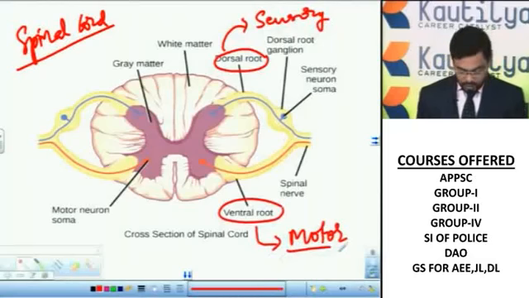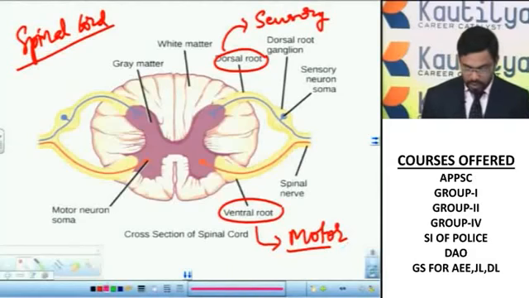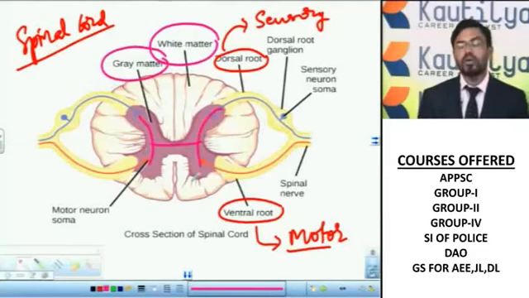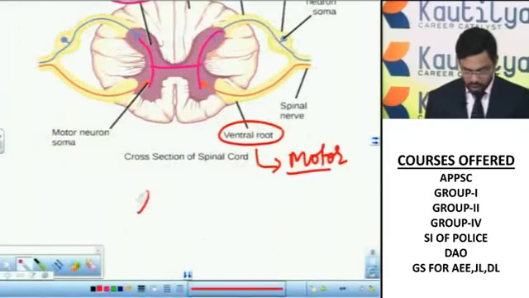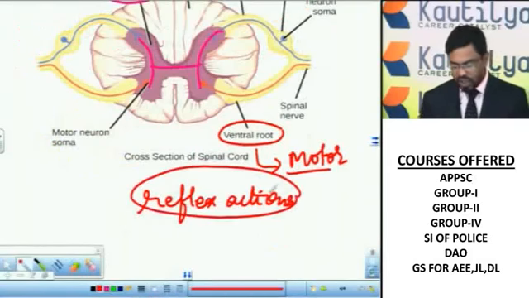In the brain, the grey matter is present outside and the white matter is present inside. Whereas in the spinal cord, the white matter is present outside and the grey matter is present inside. The grey matter appears in the form of an H-shaped or butterfly-shaped structure. The spinal cord controls most of the reflex actions. Reflex action means spontaneous quick reactions.